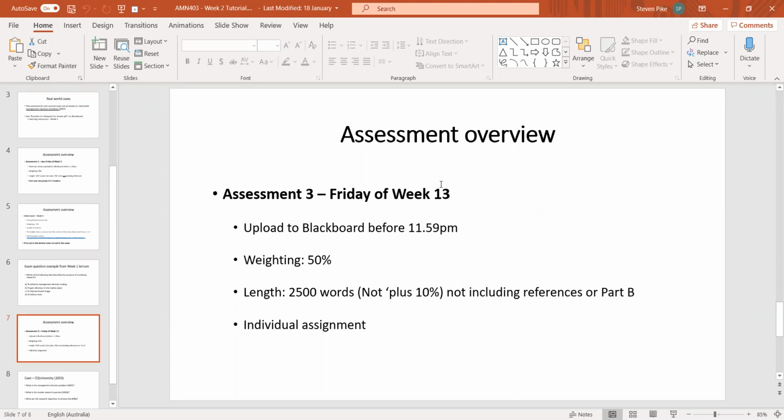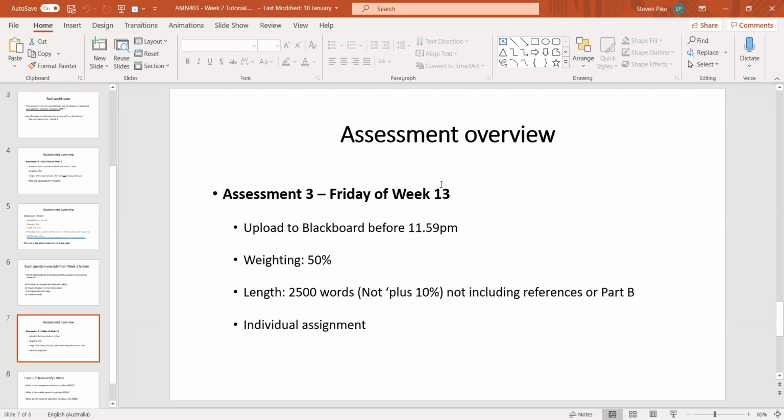Okay, so assessment 3, Friday, week 13, it's worth 50%. The maximum length is 2,500 words, not including references or part B. So this is an individual assessment. There are 2 parts to this assessment. The first is recommending a research design to address the problem in the case.